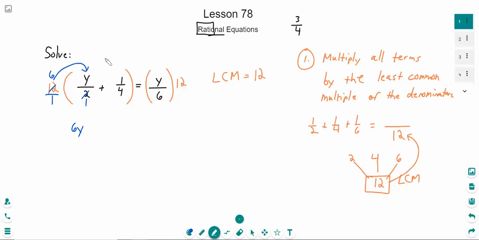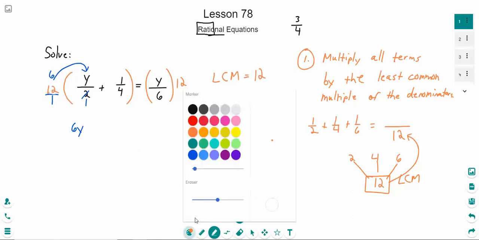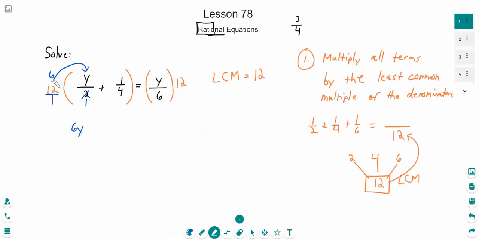Now, we need to take that 12 again. Maybe I shouldn't have crossed it out, since we're going to be reusing it here, since we have to distribute it through. So now we need to take this 12, and we need to multiply it by the next term here in the parentheses, which is the positive 1/4.